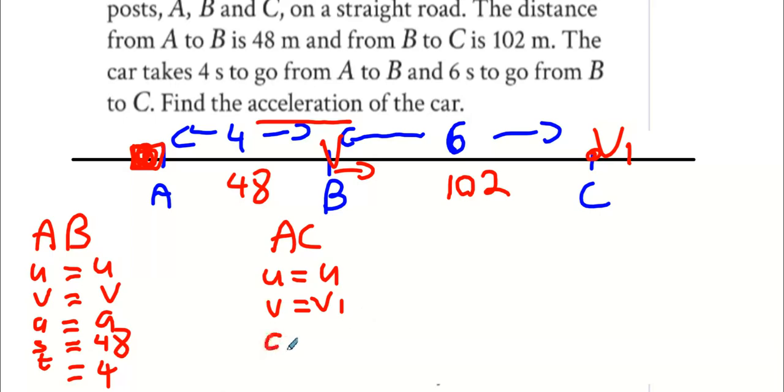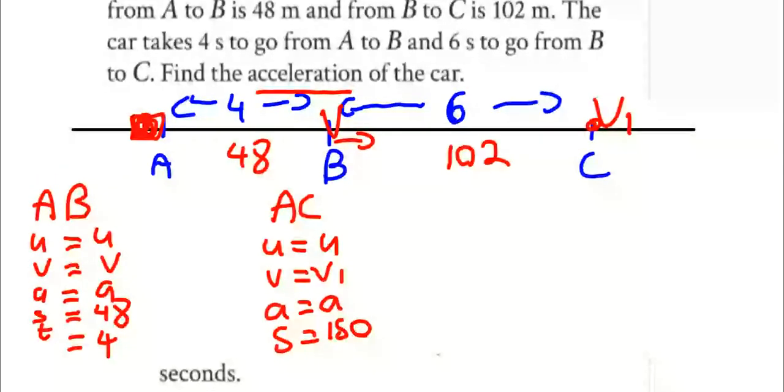Okay, what's the A value? Still A, because it's the same acceleration it was before. What's your S value? 150, exactly. And then your T value? It's 10. Now, we're going to list our equations and we're going to see which one we should use.